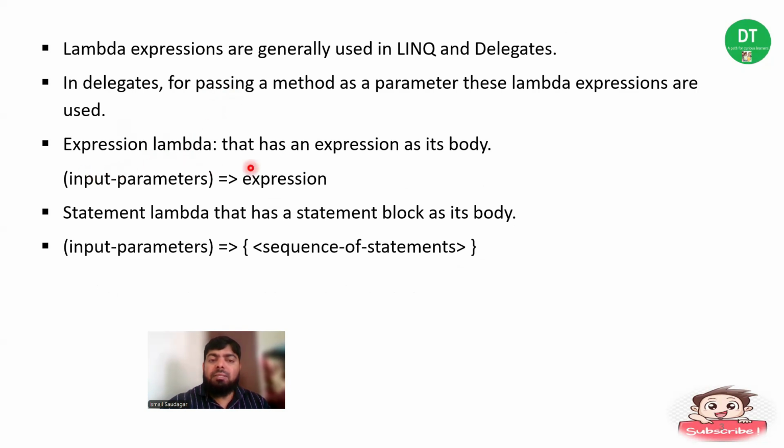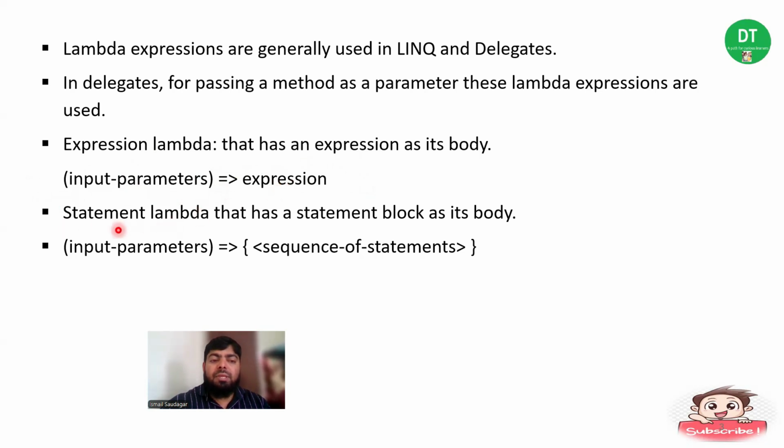There are two types of anonymous methods or lambda expressions. Expression lambda has an expression as its body. Expression means a code line which we write in one line, a short line of code, and it is on the right side of the lambda operator. Here you can see the input parameters, then the lambda operator, then the expression.